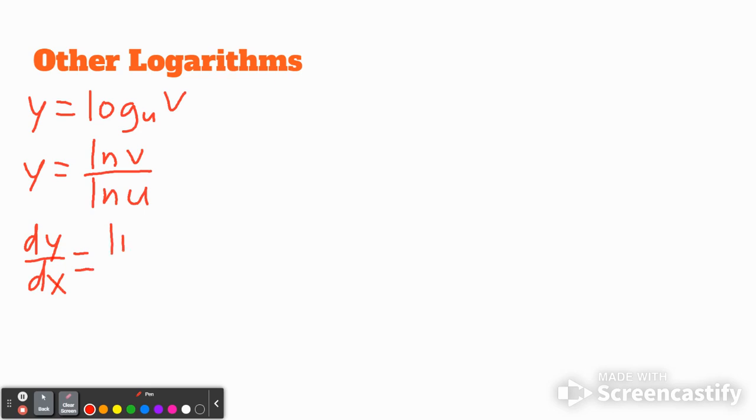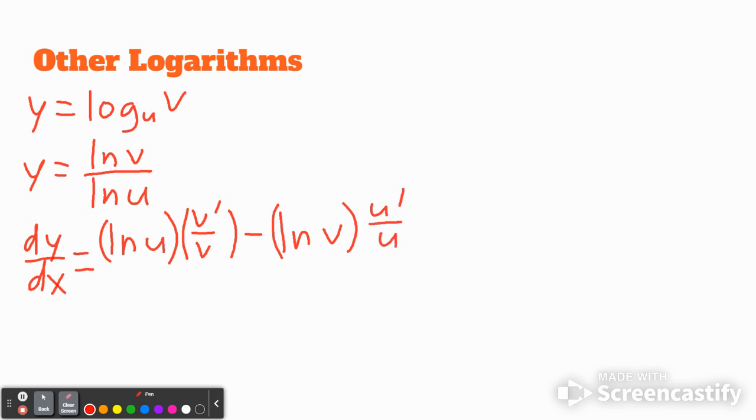So low is natural log of u. D high, the derivative of the numerator, that would be v prime over v, minus high d low. High is natural log of v. And then d low, the derivative of the denominator, would be u prime over u. And then don't forget to square the low, all over the denominator squared, which is natural log of u squared. So that is where this formula comes from.